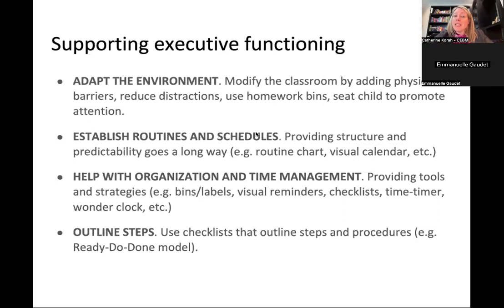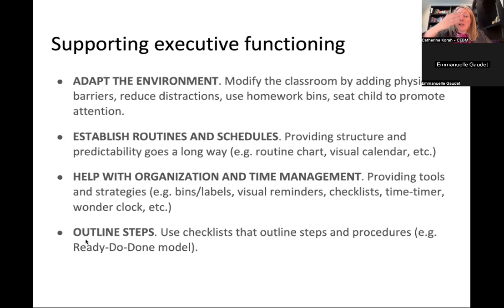In terms of routines and scheduling, providing that structure and predictability, having the visuals, visual charts, visual calendars, maybe the student themselves need to have a visual, maybe for their tools or something like that. In terms of organization and time management, helping to organize them with bins and with labels and with reminders and checklists and time timers or wonder clocks. There's so many different ways that we can help them to be more successful with their organization and their time management.